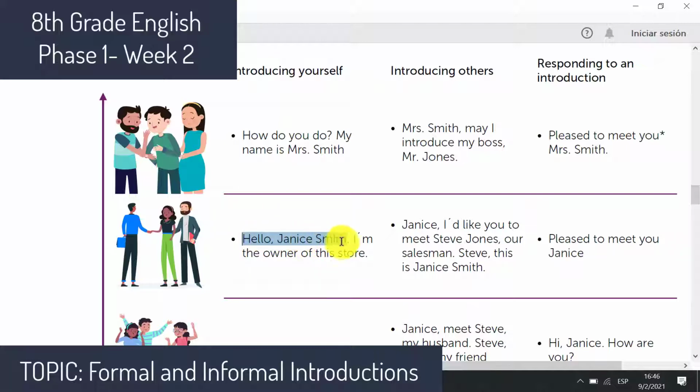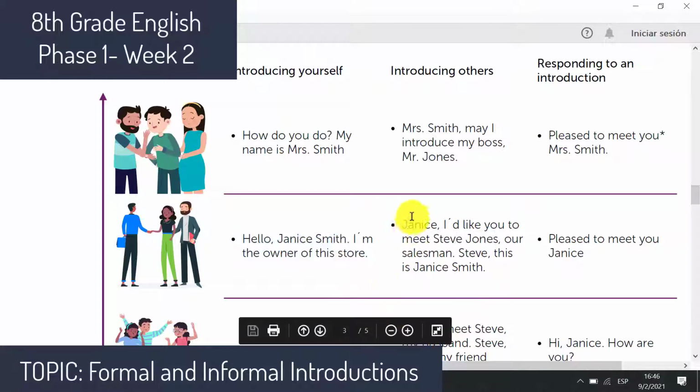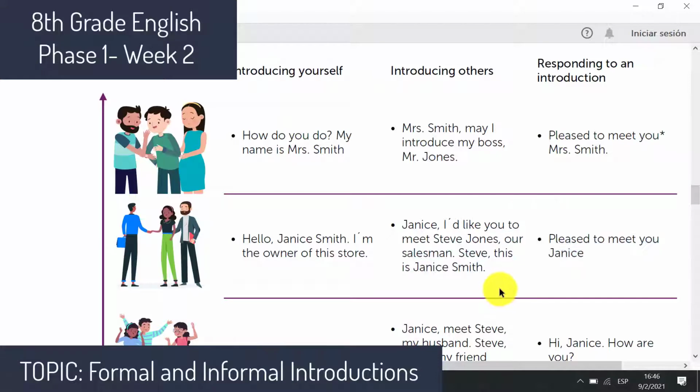Hello, Janice Smith. I am the owner of this store. Janice, I'd like you to meet Steve Jones. Quisiera que conocieras a Steve Jones. I'd like you to meet Steve Jones, our salesman. Steve, this is Janice Smith. Pleased to meet you.